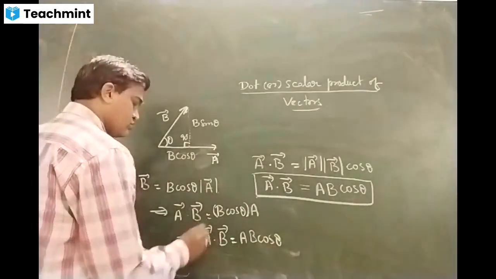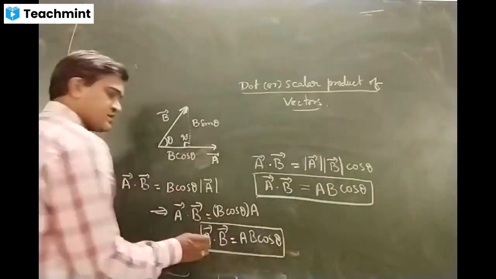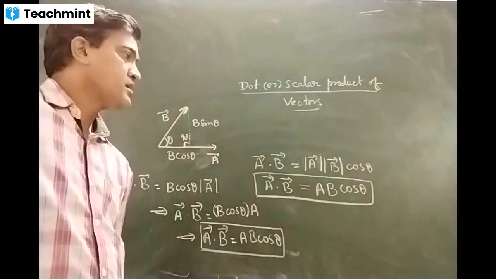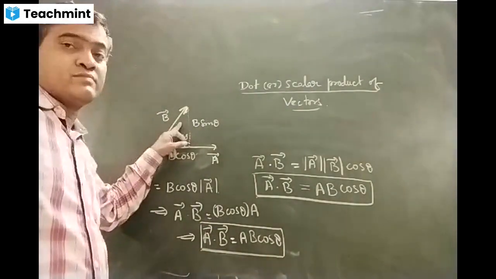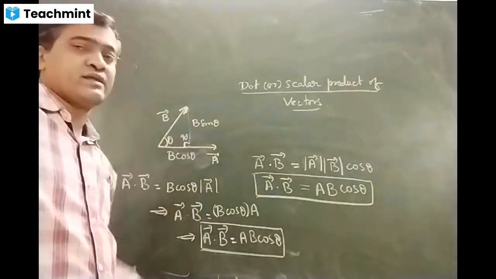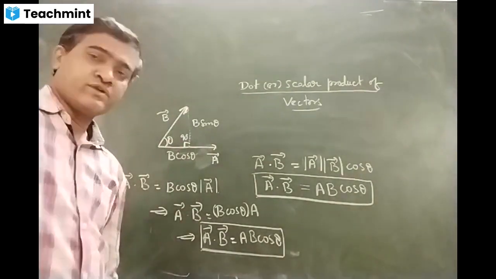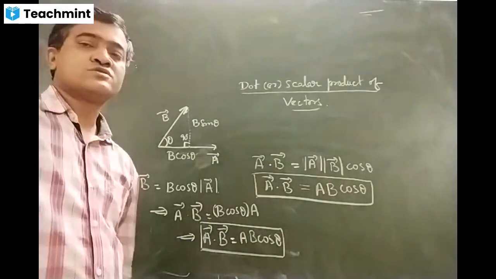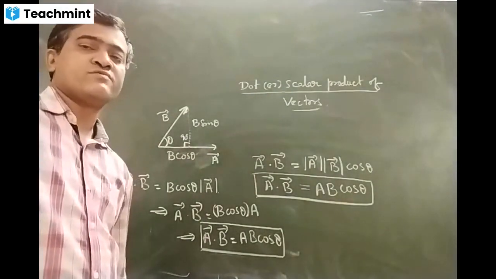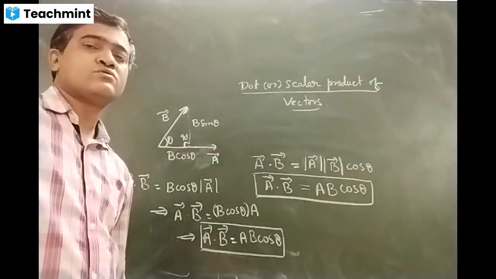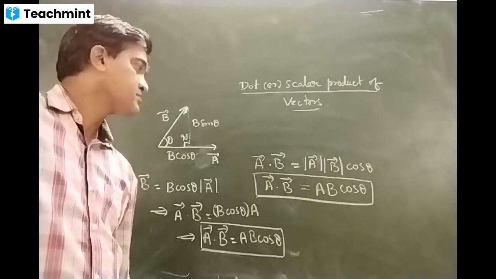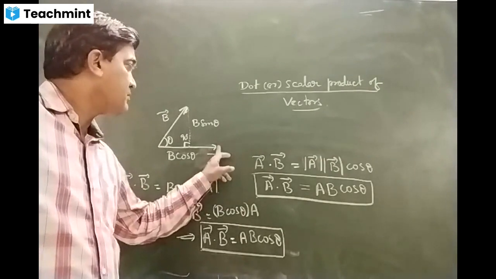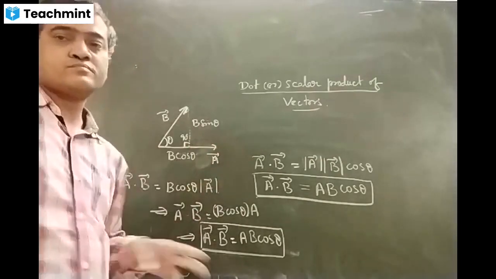Now you may raise a question. You might get a doubt, like why do we have to resolve only vector B bar? Why can't we resolve vector A bar? We can also resolve vector A bar into components. If I resolve vector A bar into components, then I have to draw one perpendicular from A bar on B bar. I'll show you.